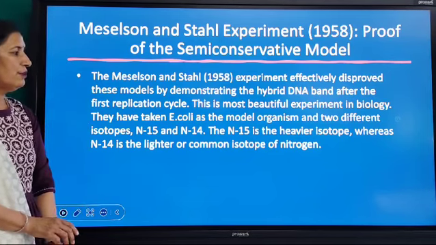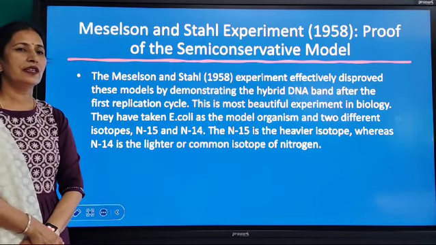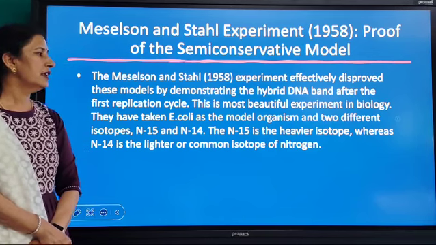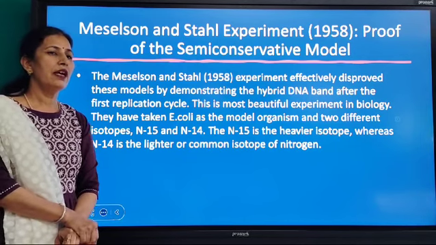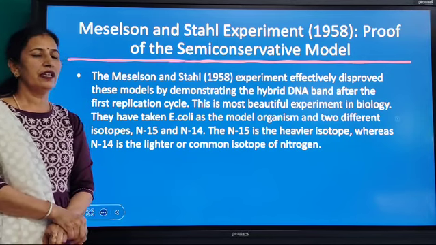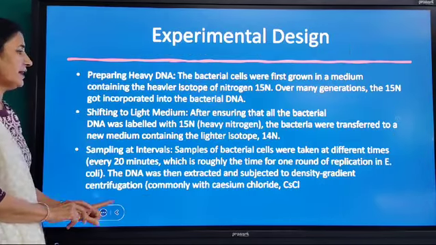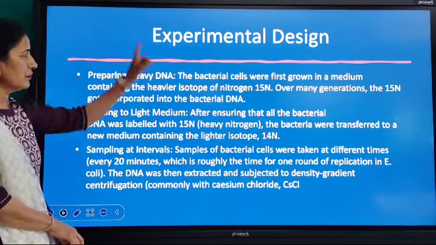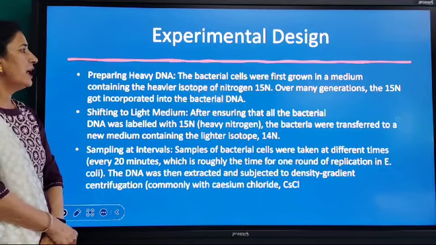If N15 is incorporated in both strands, this is a heavier DNA. If both strands have N14, then it is a lighter DNA. If one contains N15 and the other contains N14, it is a hybrid DNA and it has a density in between these two. Regarding the experiment, first of all, they prepared heavy DNA.